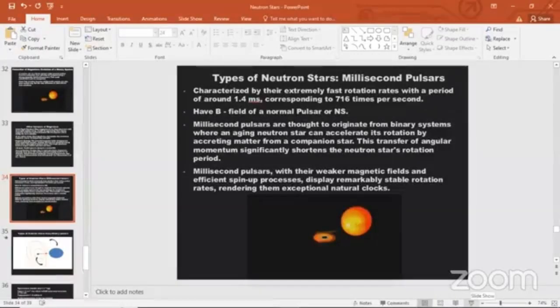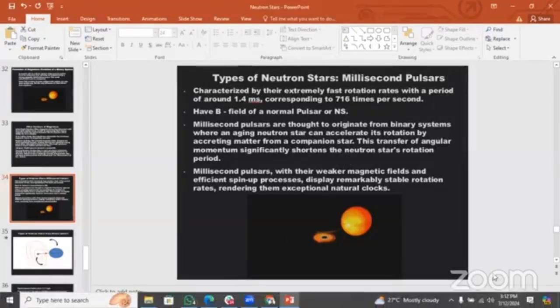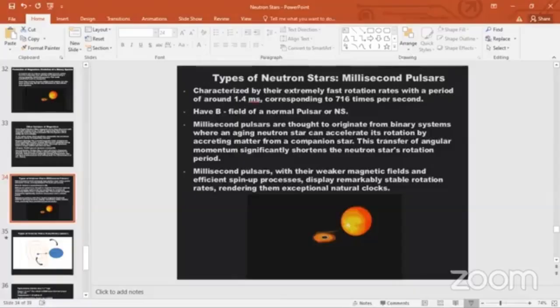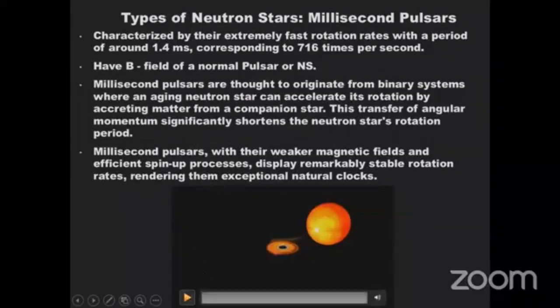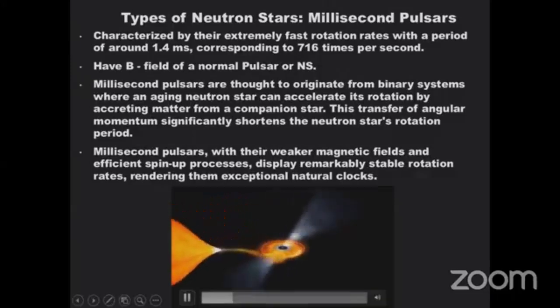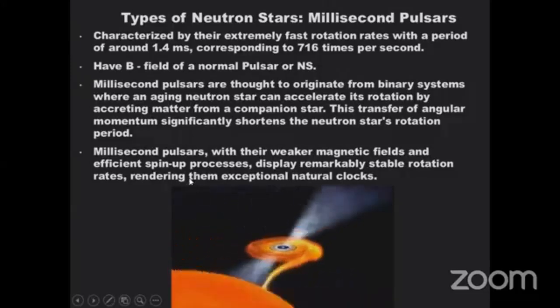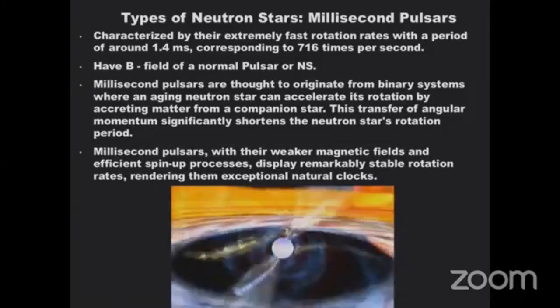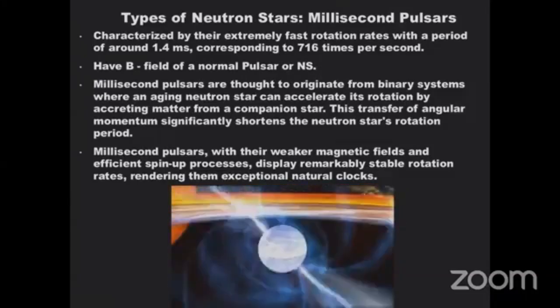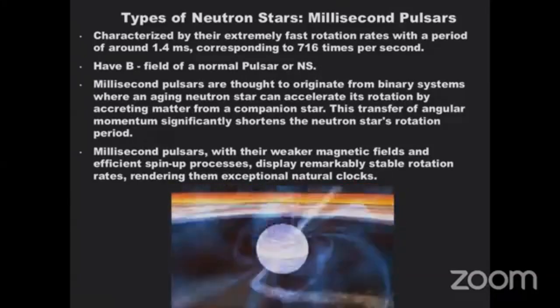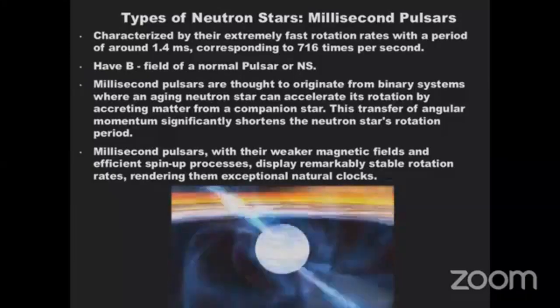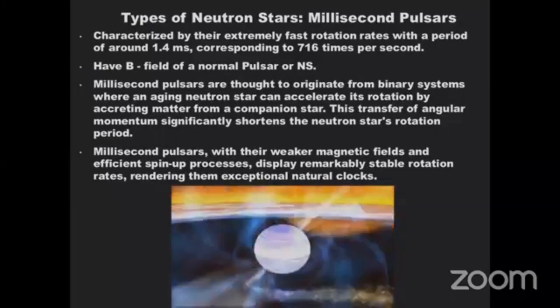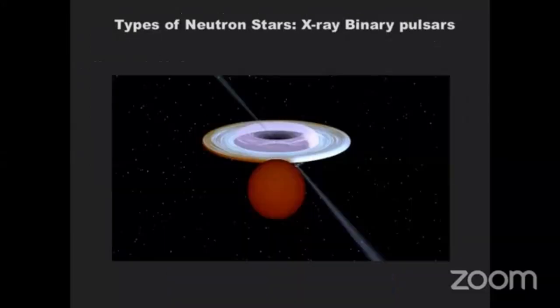Yeah. So as this matter falls onto the pulsar, it adds to the angular momentum, and that is why the speed is amplified. The spin of the pulsar is amplified. So a millisecond pulsar, with its weaker magnetic field and efficient spin-up process, displays remarkably stable rotation rates, rendering them exceptional natural clocks. They are pretty stable compared to normal pulsars.